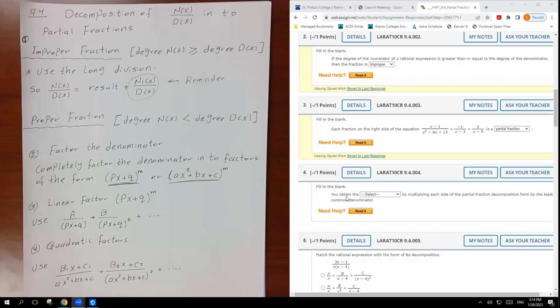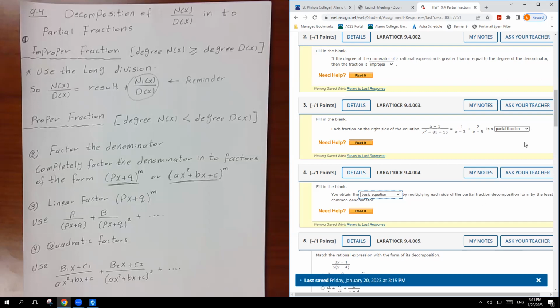Number 4: you obtain this by multiplying each side of the partial fraction decomposition by the least common denominator. We always multiply both sides of the basic equation by the least common denominator. That's the second step when we solve the basic equation. You have to multiply by the least common denominator.